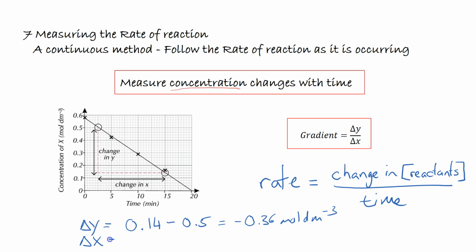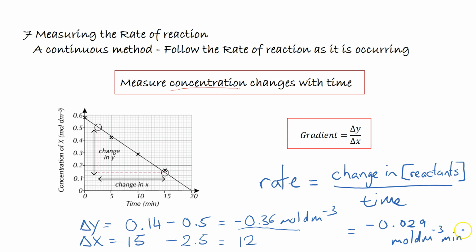And our change in x is the difference between the start and the end. So we've got 15, take away 2.5 minutes. Normally we're dealing with seconds. This graph happens to be minutes. And we get a value of 12.5. The difference between these two values, we divide 0.36 over 12.5, giving us a rate of reaction here of minus 0.029 moles per decimeter to the minus 3, minutes to the minus 1. Apologies there, I've missed out the half a minute in my calculation.